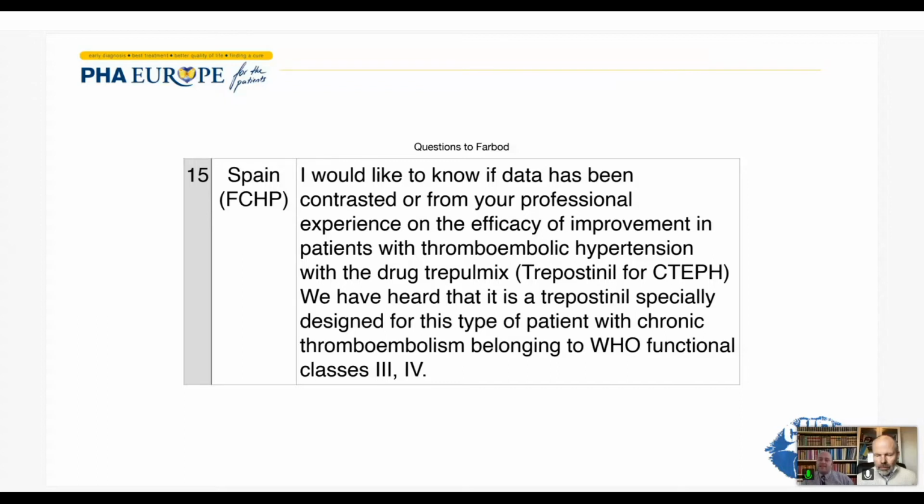I can't tell you that I know that it's more efficacious than IV treprostinil. It's hard to know without a direct head-to-head. It's much like the warfarin and other anticoagulation debates. I think it's certainly a very reasonable thing to use to treat CTEPH.